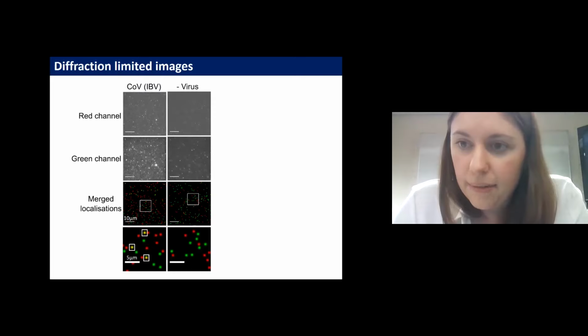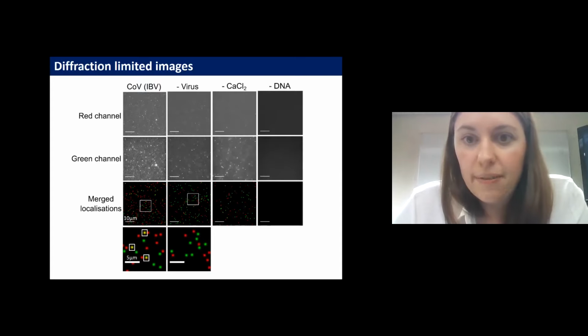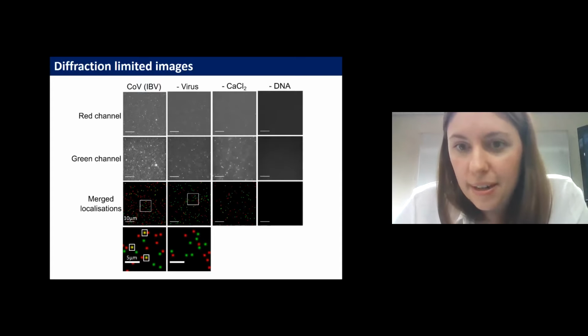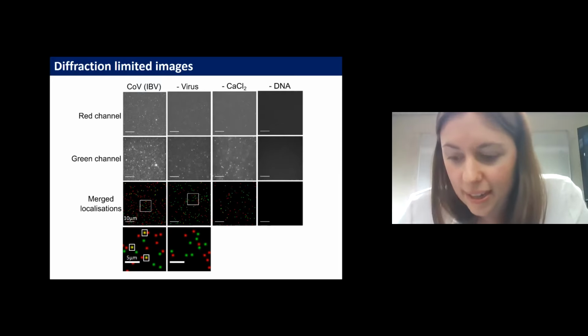If you leave the virus solution out, you again just get single reds and single greens, but you don't see these co-localized signals. Similarly, if you leave out calcium chloride, you just get red and green, and if you leave out the DNAs, you don't see anything at all.